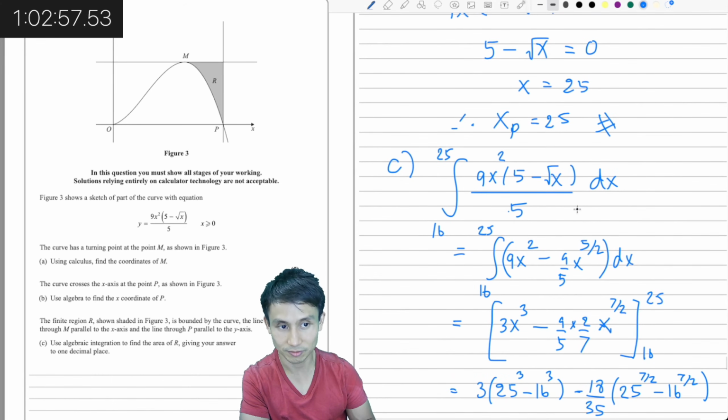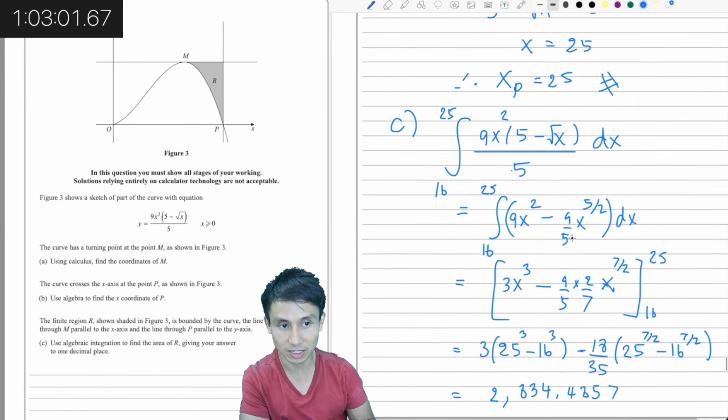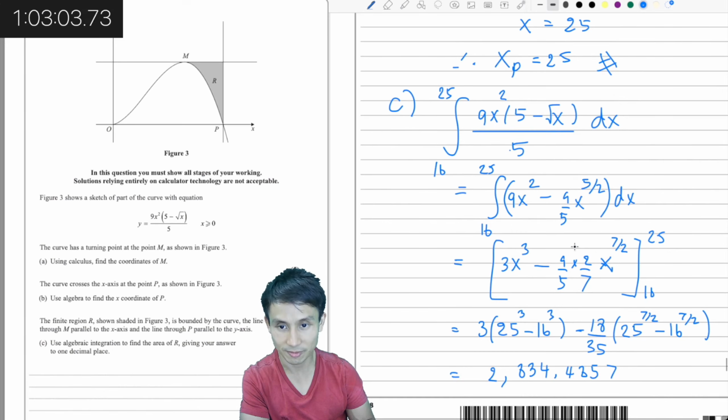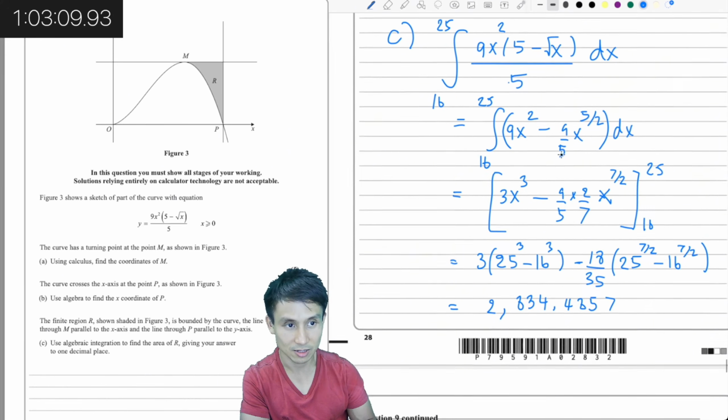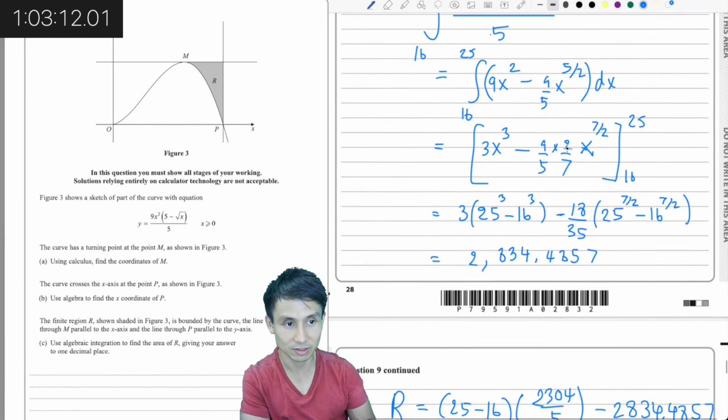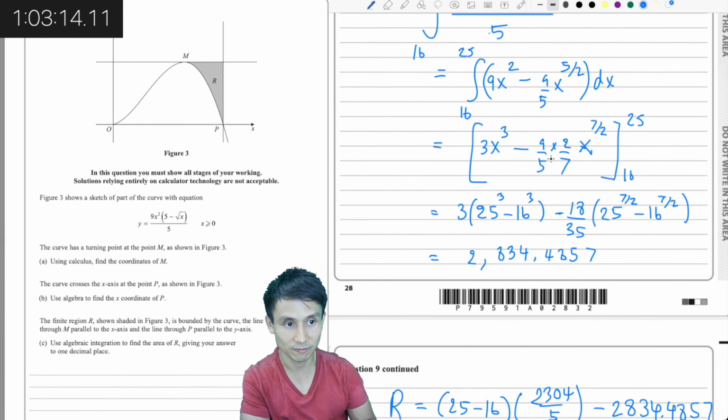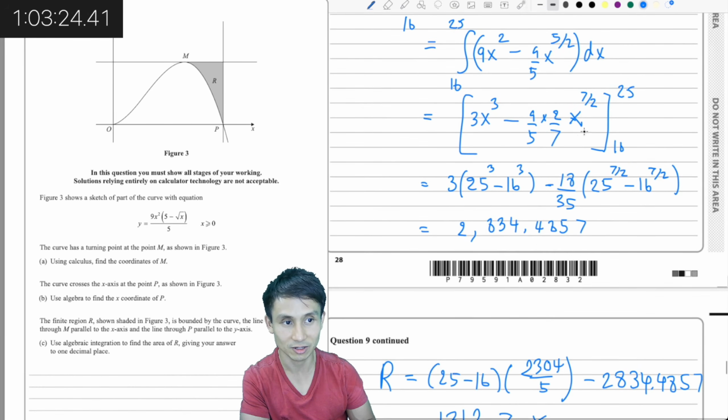So yeah, I'm just checking the integrand here, guys. Okay, I'm happy with that, I think. Yeah, so x to the 3 over 3 is 3x cubed. 2 over 5. Oh, 2 over 7, sorry. So this is plus 1 first, we get 7 over 2, and then 2 over 7. So that's 18 over 35, that should be fine. X to the power of 7 over 2.